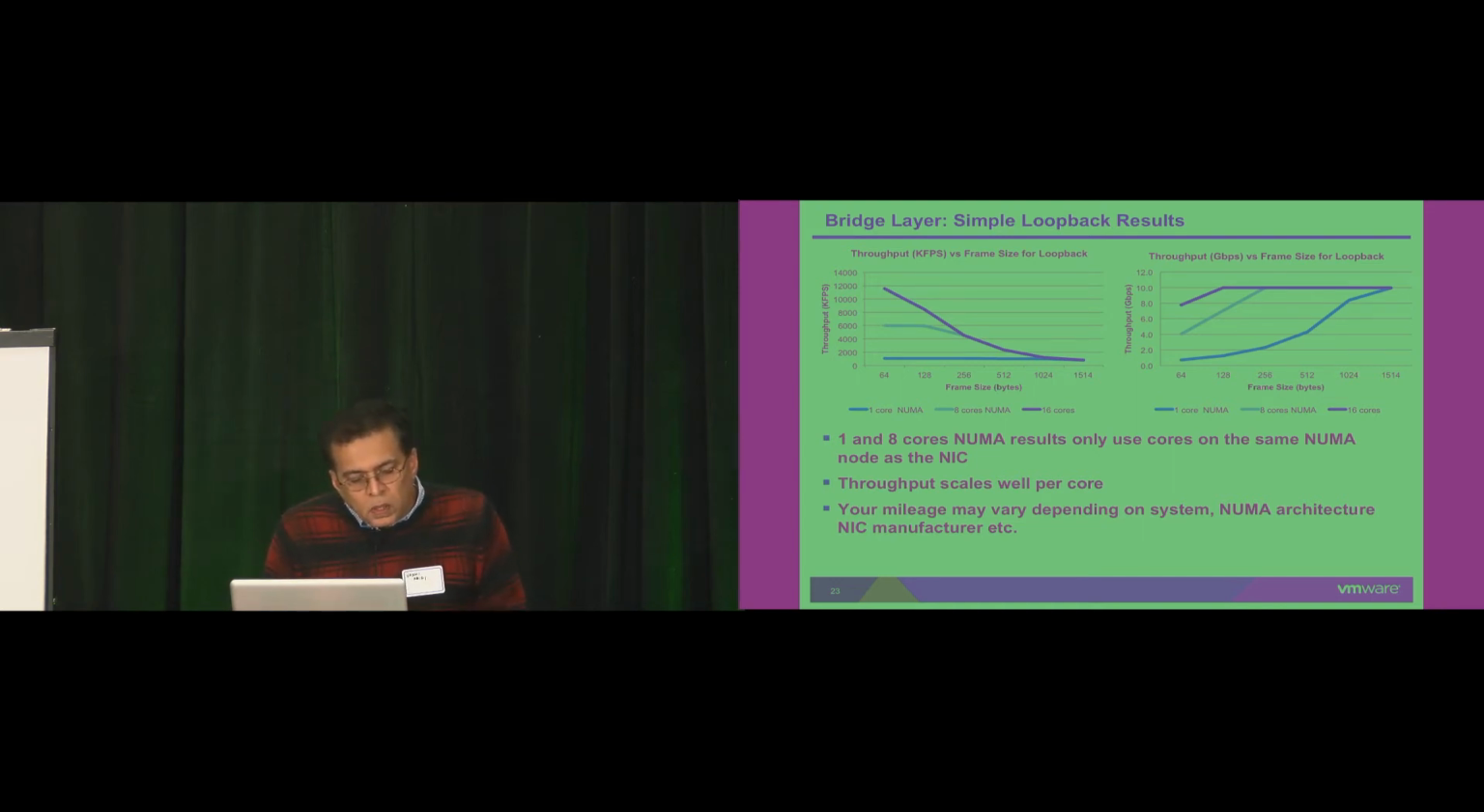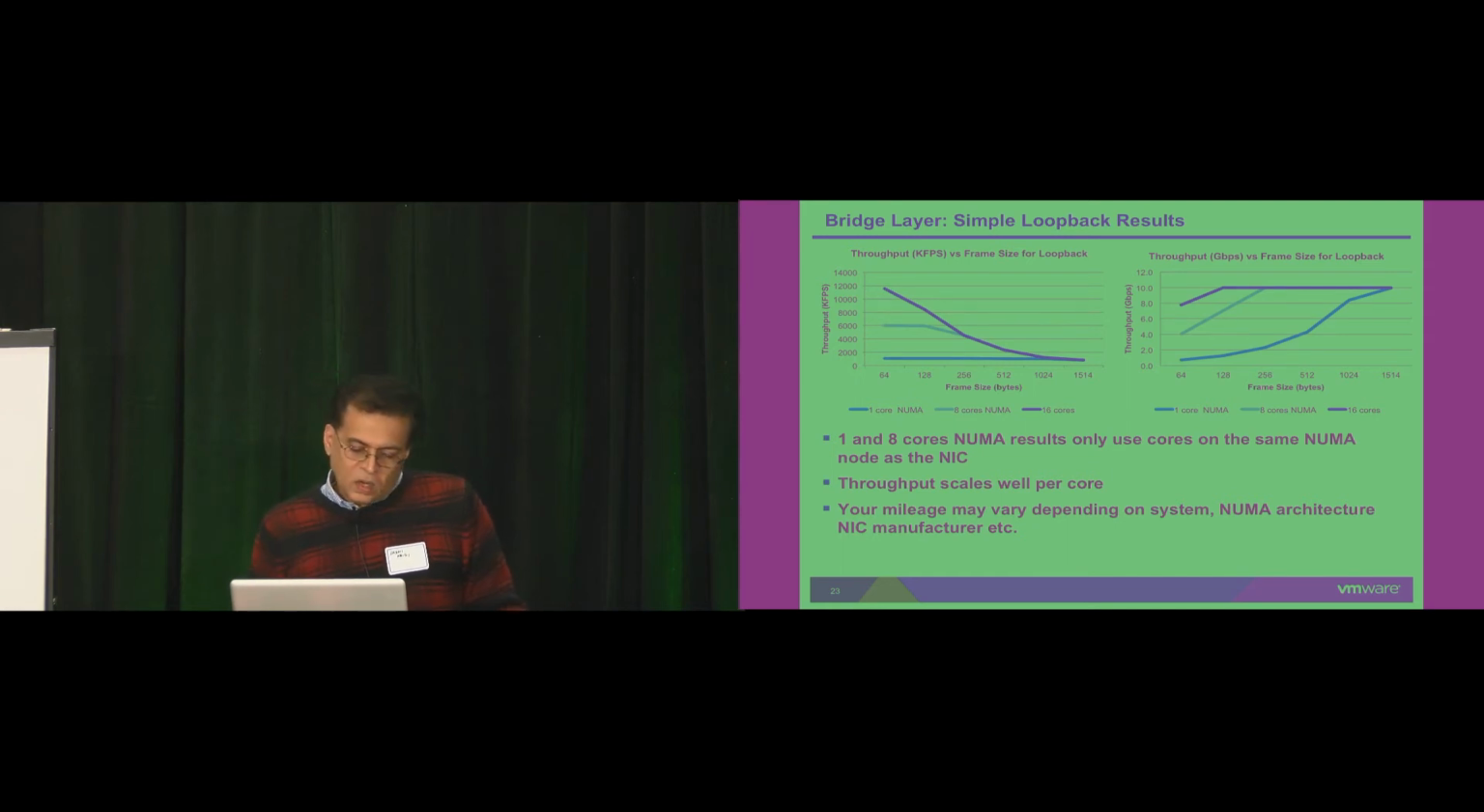As you can see, with one core, we get about 1 million frames per second on our system. With 8 cores, all on the same NUMA node, we get about 6 million packets per second. And on our 16-core machine, we could get about 11.5 million packets per second.